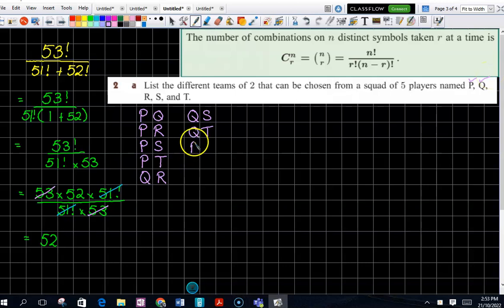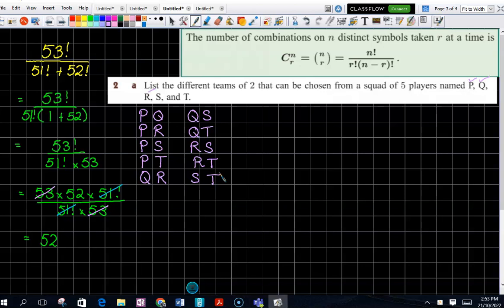Now I'm going to go R, but I've already got RP and PR. Does that give you shivers? RP, research project. And so we've got RP, have we got RQ? Yes, we have. Can we choose RR? No. So it's RS and RT. And so what's the last one? ST. So this, my friends, is combinations.